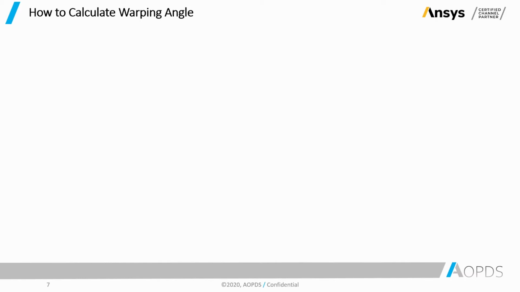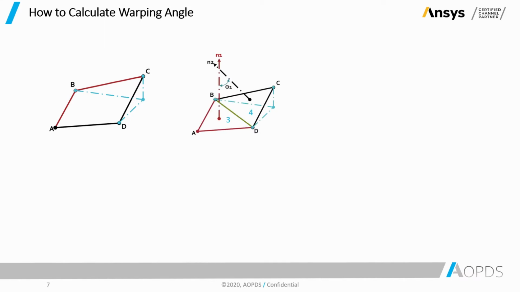Now, mathematically, how can I calculate warping angle? Let me bring back the same element that I used in the previous slide. I am going to name it A, B, C, and D, just like before. And A, B, C, and D can have any random coordinates in space. It is one element. Let me go ahead and split this element into 2 sets of planes. Plane number 1 and 2, and plane number 3 and 4.